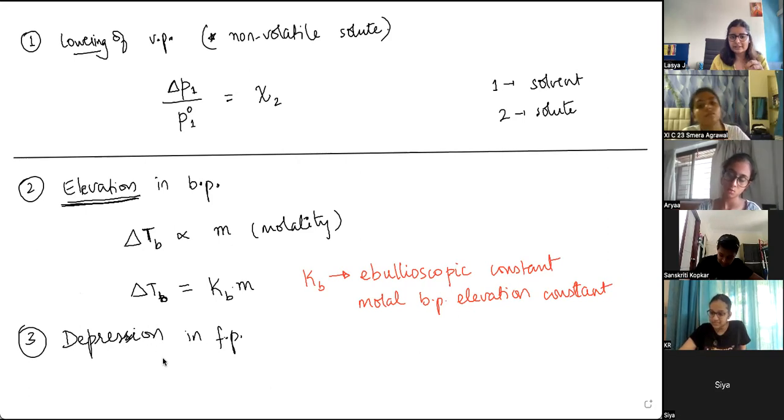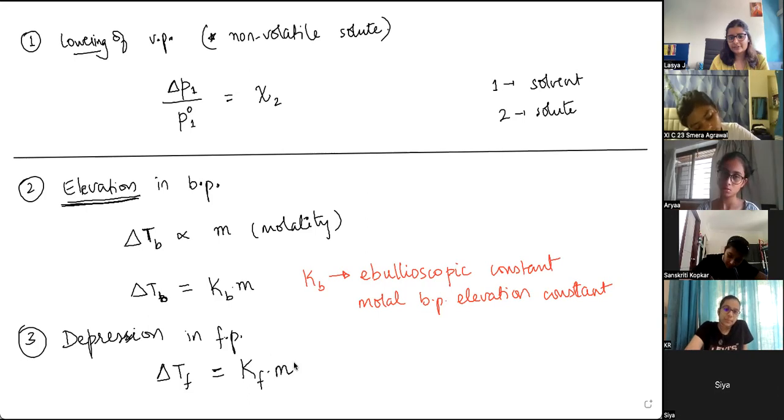So just the same as elevation in boiling point, the difference delta TF, depression in freezing point, is directly proportional to the molality. And the constant in this situation, KF, is the cryoscopic constant.